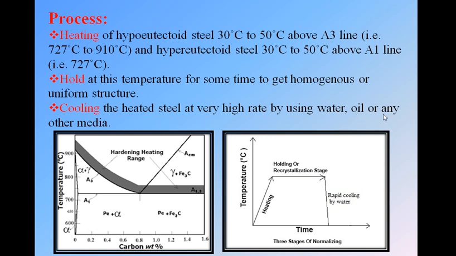Next, cooling is the cooling of heated steel at a very high rate by using water. It may be oil or any other liquid media. So in the hardening process we always cool the steel in a liquid media to have a fast cooling rate.